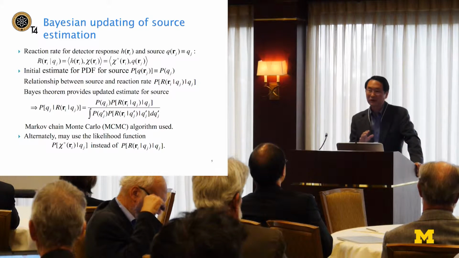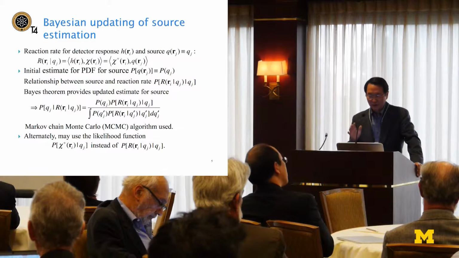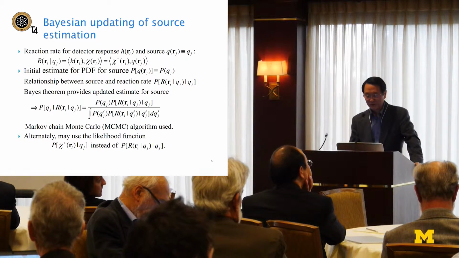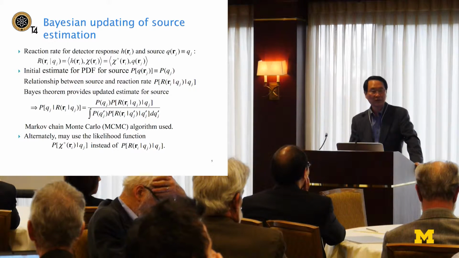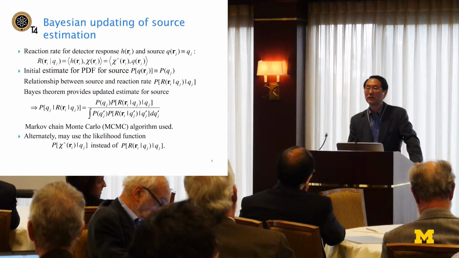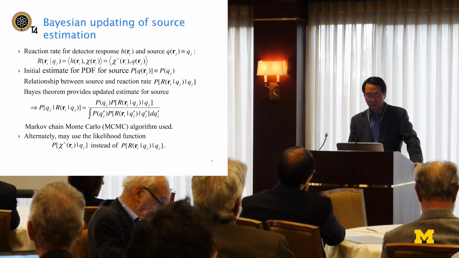Anyway, so the idea behind the source estimation through Bayesian formulation goes something like that. As I indicated, by using the adjoint concentration, we can come up with the reaction rate associated to multiple sources.